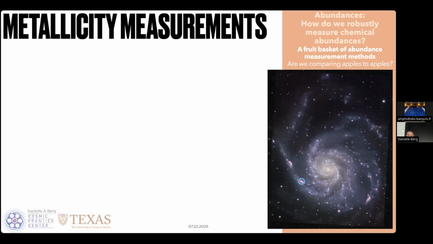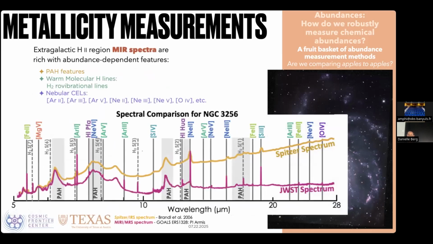Okay, and then finally, in the mid-infrared, what's really fun about the mid-infrared is we get, again, different features. We directly observe some of these polycyclic aromatic hydrocarbon, PAH, features, types of dust. We get some of these warm molecular hydrogen lines. And then we also get some of those collisionally excited nebular lines. But what's really fun here is I would mention ions here that you do not observe in the UV or the optical. And so they allow us to better complete our picture of a given element.